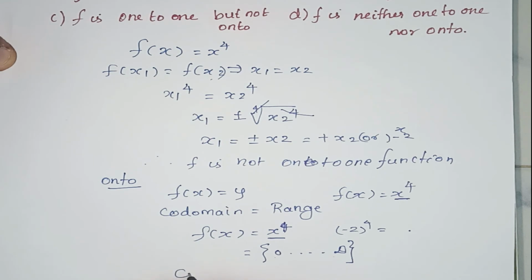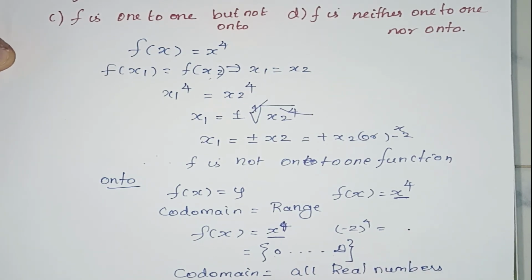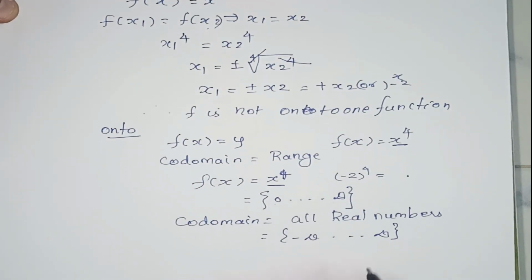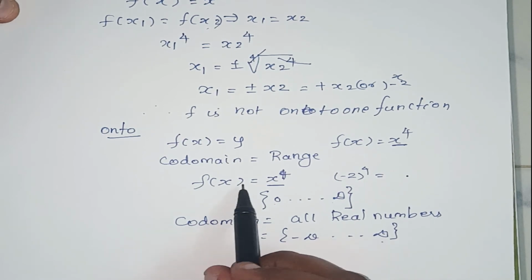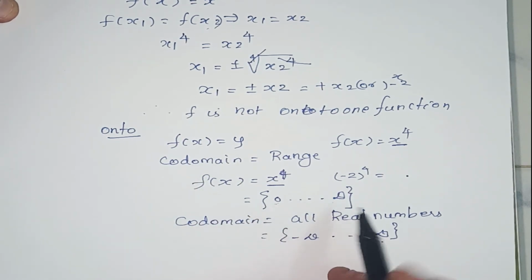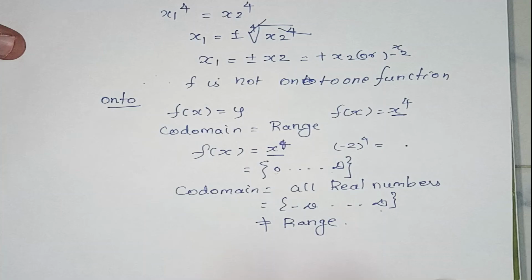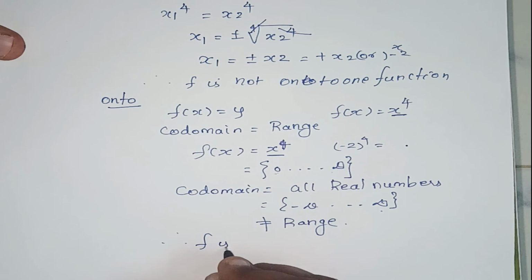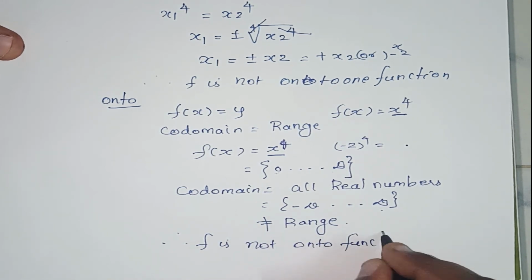But our codomain is all real numbers. All real numbers means minus infinity to infinity. But our range is only 0 to infinity. So the codomain is not equal to the range. So this function is not an onto function.